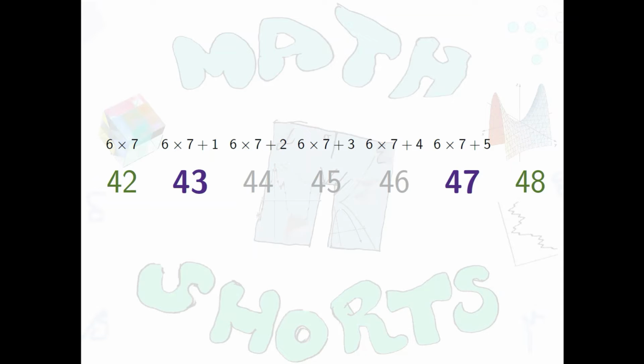Now we haven't forgotten about 48. 48 is 6 times 8. And we could have actually referenced these numbers 43 to 47 in terms of that multiple of 6 as well. We could have said 47 is 6 times 8 minus 1. And 46 is 6 times 8 minus 2. 45, 6 times 8 minus 3. 44 is 6 times 8 minus 4. And 43 is 6 times 8 minus 5.